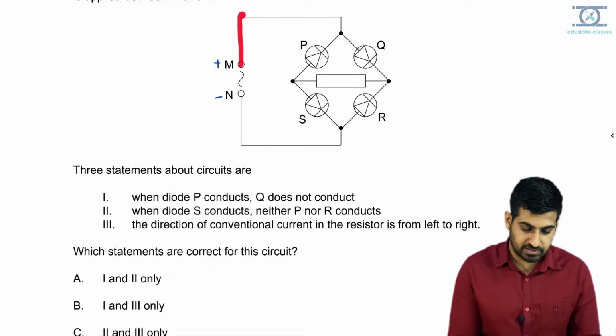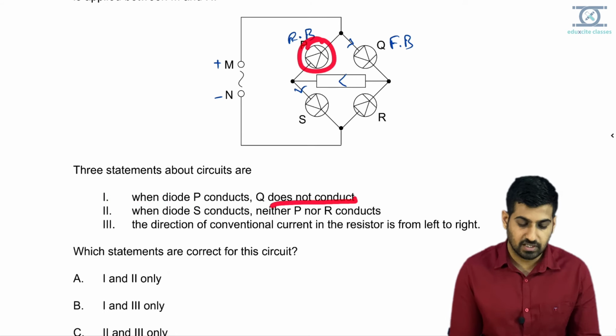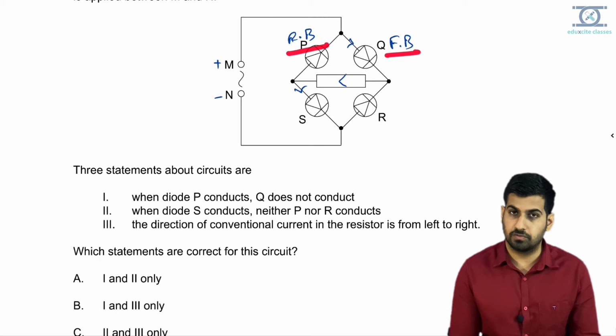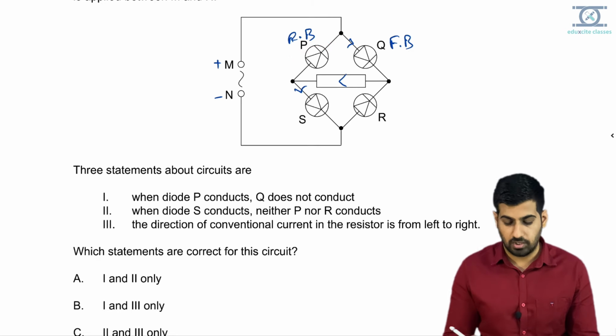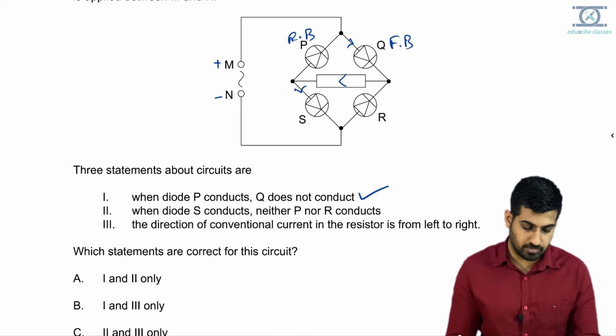So this is positive, so this is reverse bias. Initially it is reverse bias. This is forward bias, so current will flow like this. It will go like this, then it will go. So the first statement says when P conducts, Q does not. Yes, because one is forward, one is reverse. So when P is conducting, Q will not conduct. So this is the right statement.